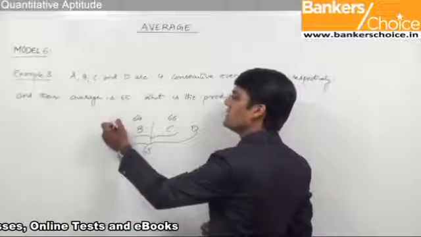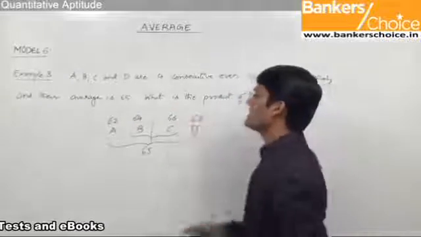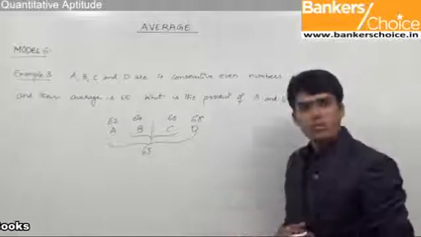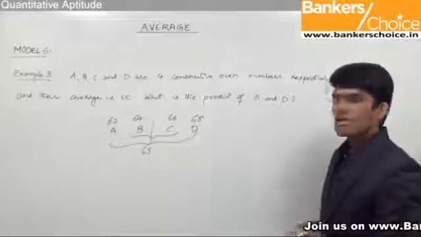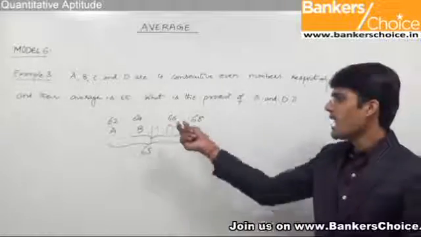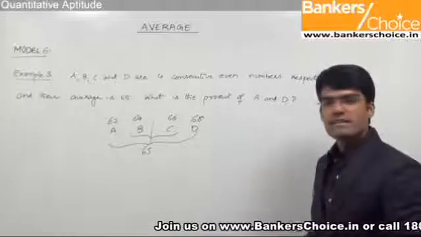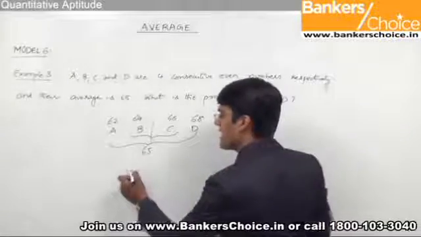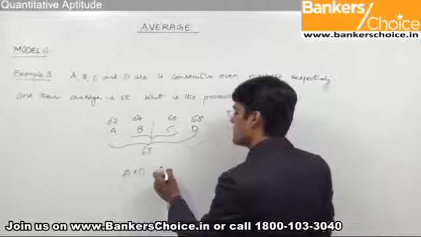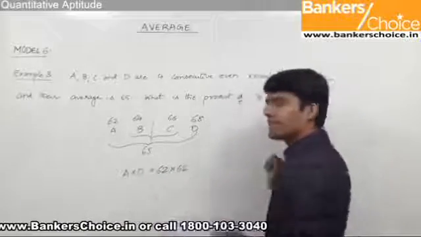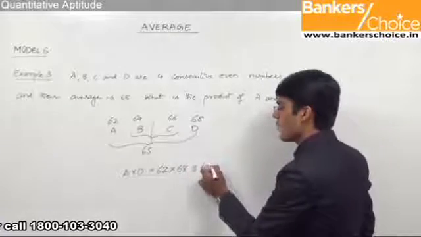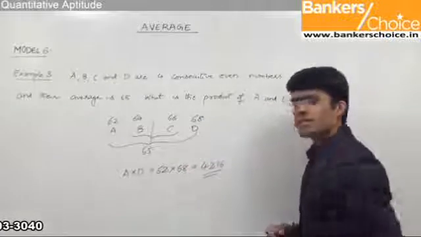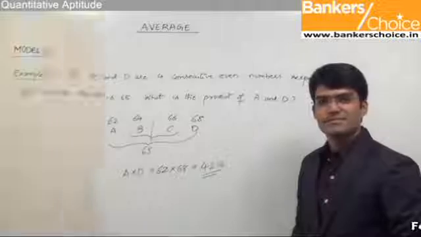And similarly A should be 62 and D should be 68, as these all form 4 consecutive even numbers. Now the question is, what is the product of A and D? We know that A is 62 and D is 68. So the product of A and D should be equal to 62 into 68. So the answer for this question should be 4216. That is nothing but the product of 62 and 68.